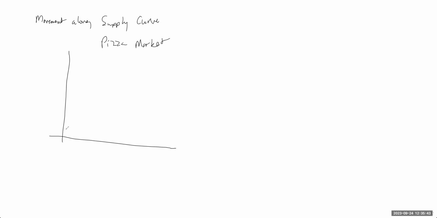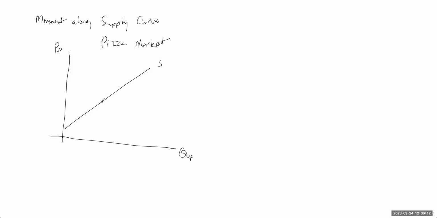So movement along the supply curve. Okay. So here's, I don't know, pizza market again. And then here's the supply curve for pizza. Here's price of pizza, quantity of pizza. Remember, this supply curve is drawn holding all else fixed in stone. The technology used, the hourly wage rate of sellers, all of that stuff, the number of sellers in the market is fixed in stone, and we have the supply curve.